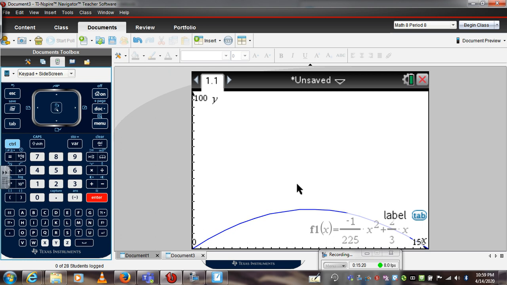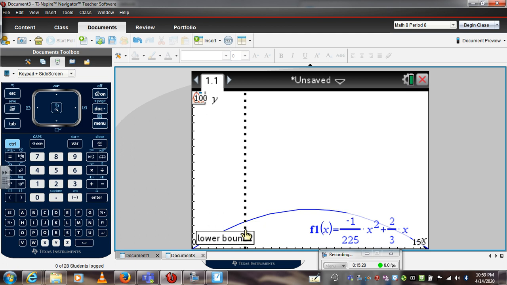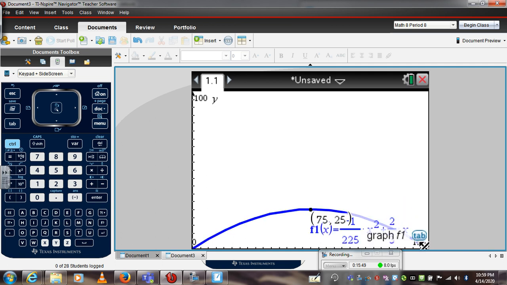You could go menu, analyze graph, and what you have here is a maximum. So you could do the maximum value this way. So you're going to mark it there, mark it there. So the highest that it goes is 75 feet after 25 seconds. So it looks like the ball starts on the ground, which makes sense because then the kicker's going to kick it. It goes up in the air until it reaches its max height of 75 feet, and then it goes down and hits the ground here.